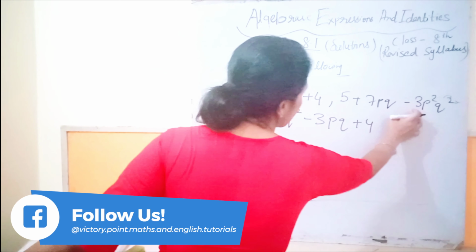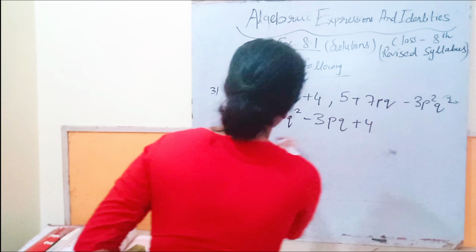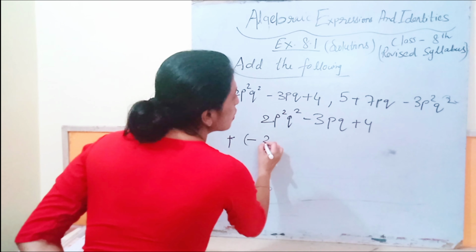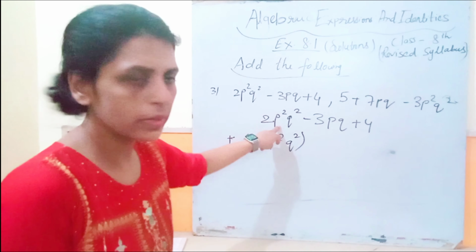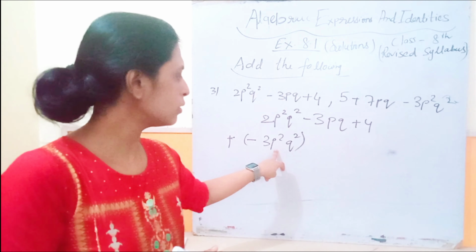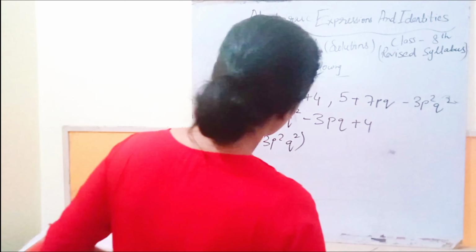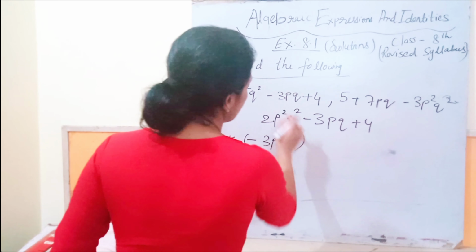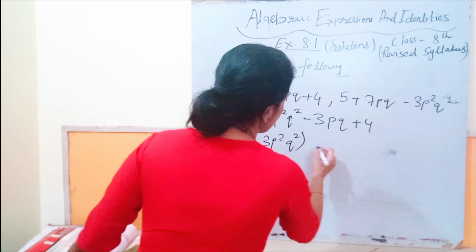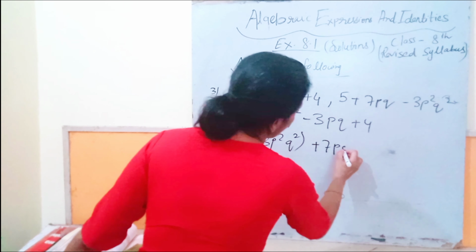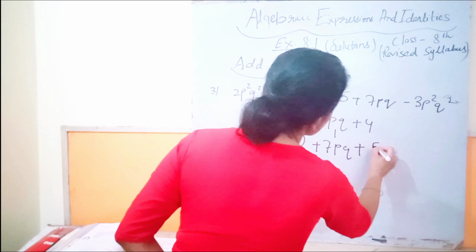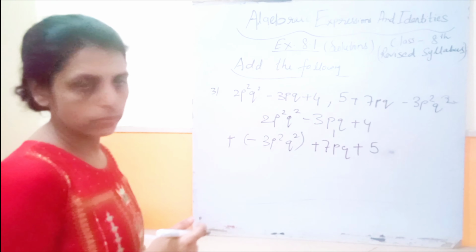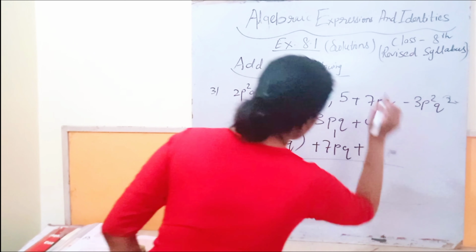So minus 3p square q square, because this is a like term. It is also having p square q square, and this is also having the variables p square q square. Okay. Now here 7pq. 7pq will come under minus 3pq. Okay. And the constant term will be written under the constant term. Okay. Now what are we going to add up?